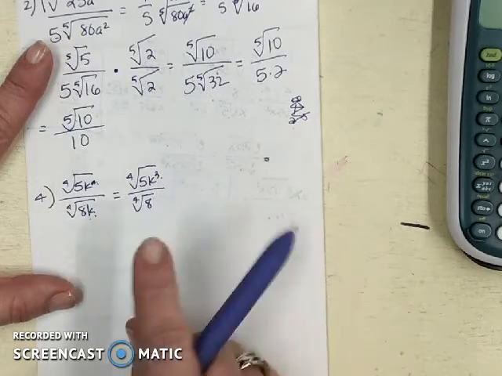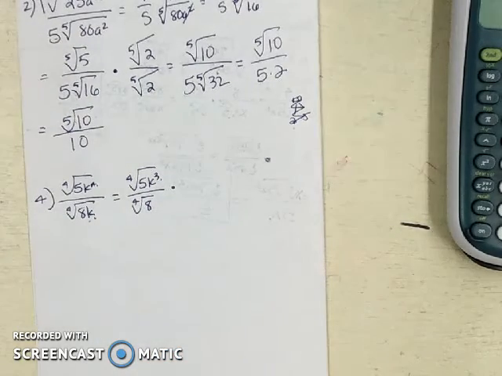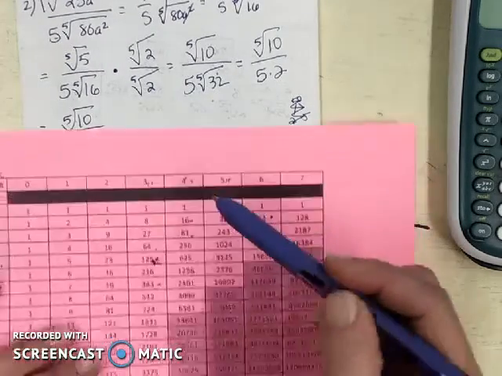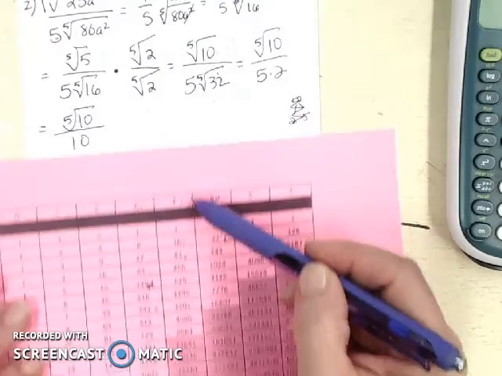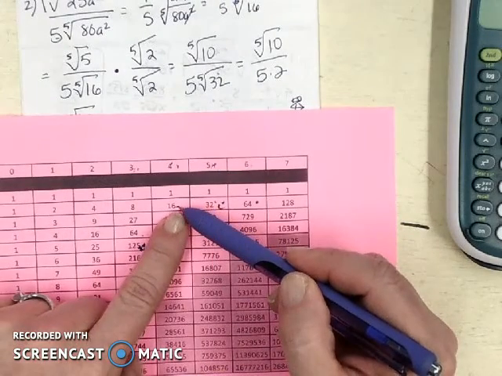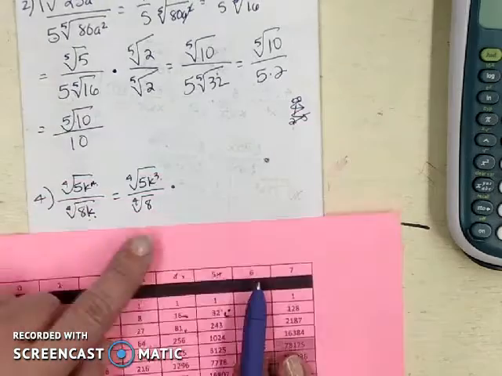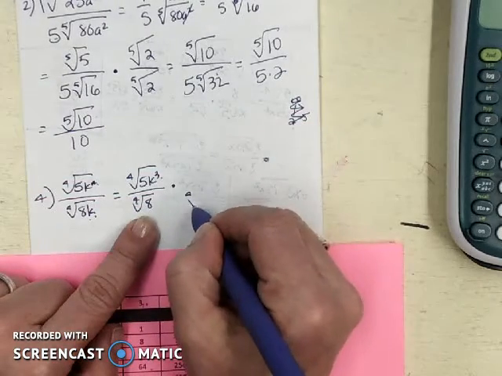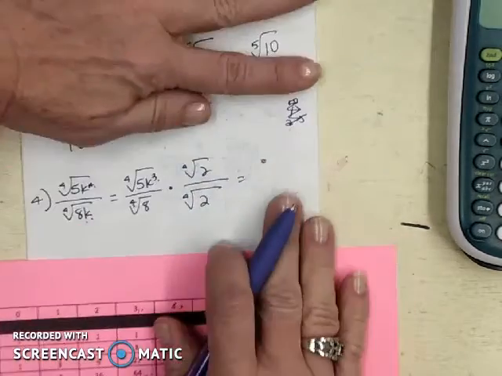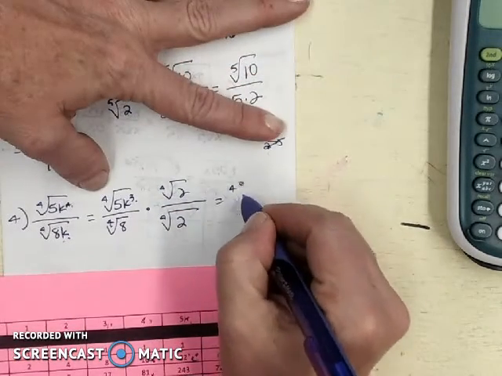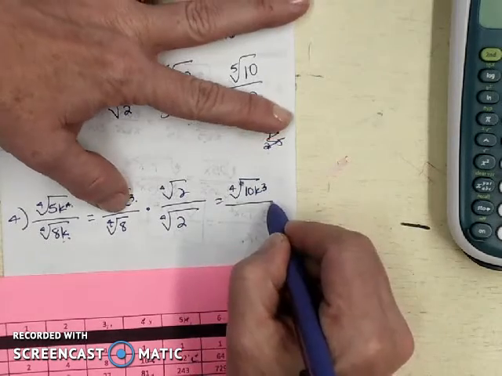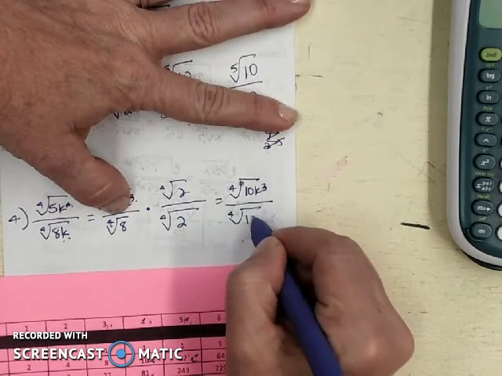So now I've got to multiply. This is where my rationalizing my denominator comes in. Because I'm taking the 4th root, if I go to my index of 4, 8 is not there, but 8 will go into 16. So what times 8 will give me 16? And the crowd said 2. So I multiply, and I have the 4th root of 10k cubed over the 4th root of 16.